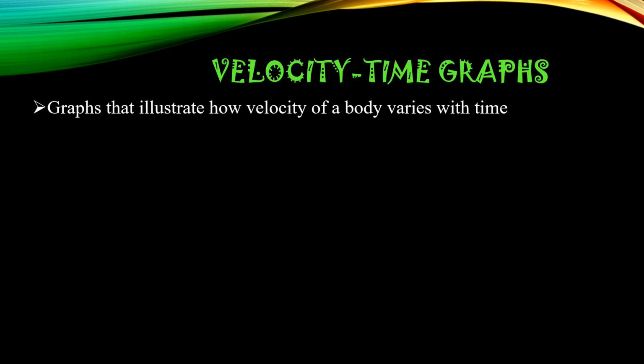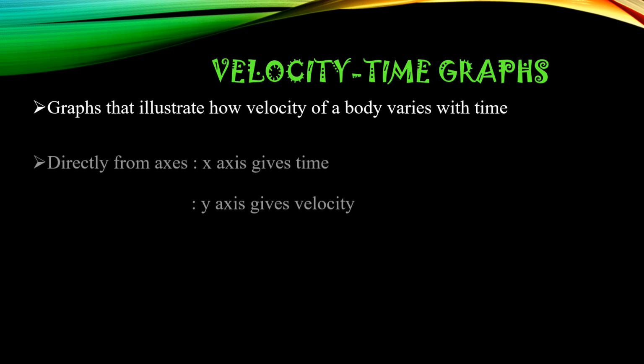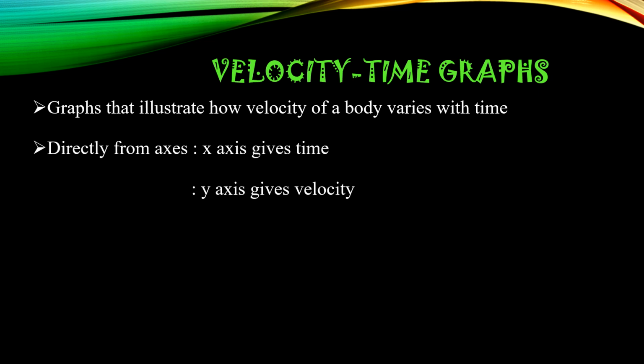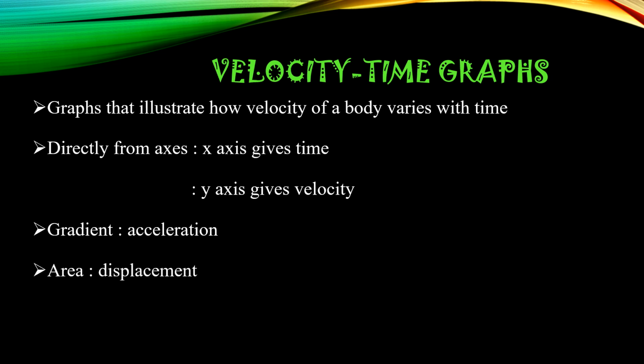Okay, now let's see about velocity time graph. Well, graphs that illustrate how velocity of a body varies with time are velocity time graphs. Directly from the x-axis of a velocity time graph, time is indicated, and directly from the y-axis, velocity is indicated. The gradient of a velocity time graph gives you acceleration, and the area gives you displacement of the object.